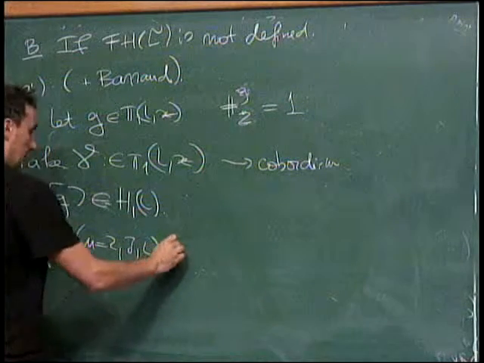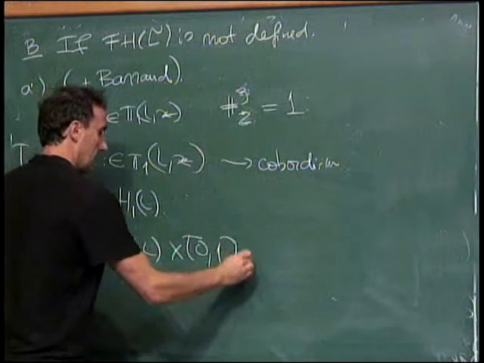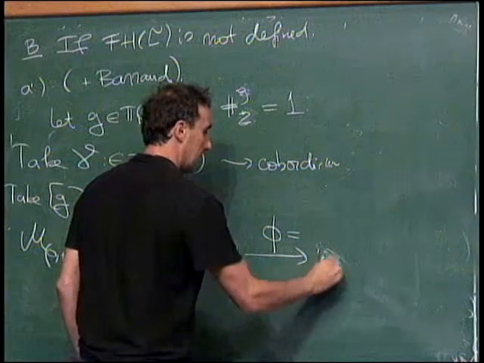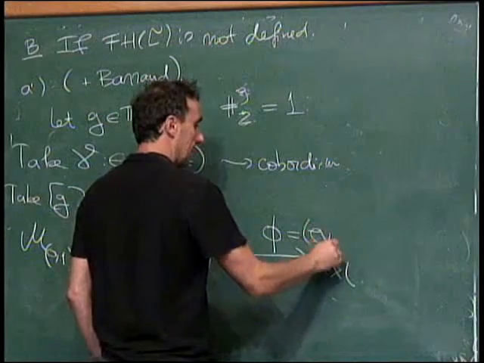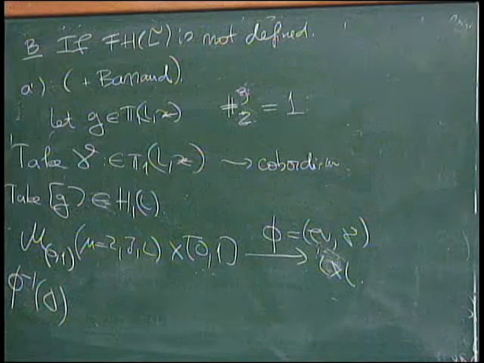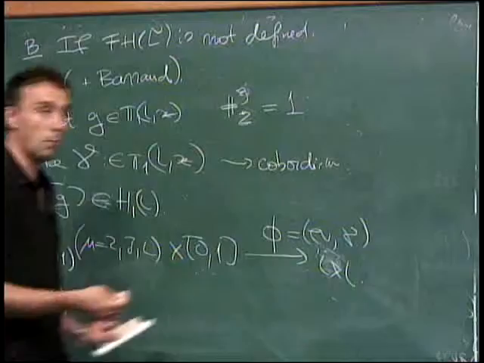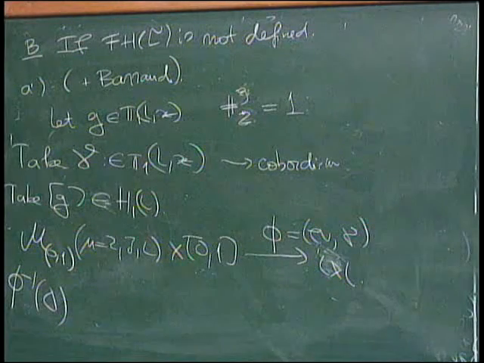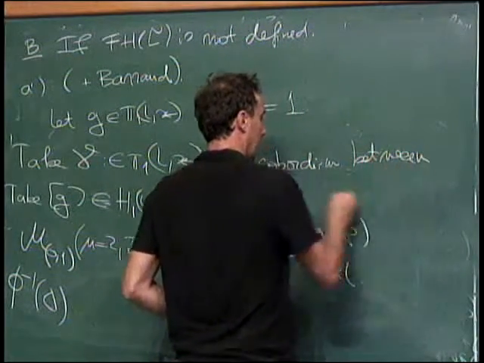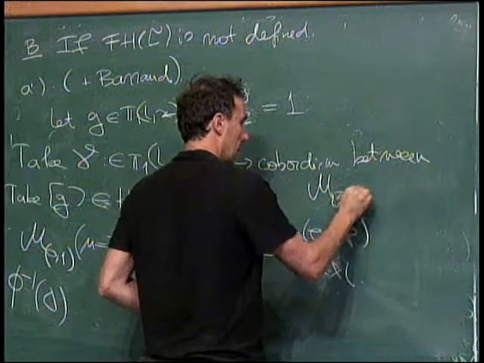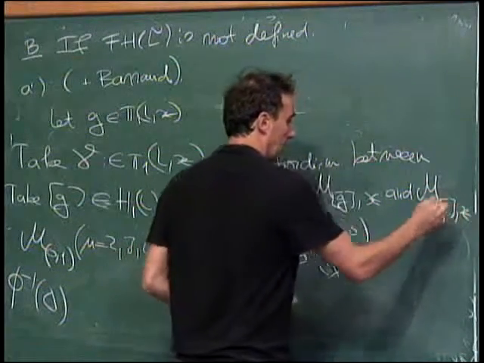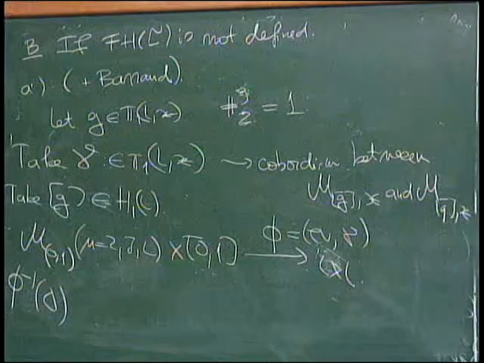If you send this as usual in L times L with evaluation and gamma, then if you take phi minus 1 of the diagonal, what you get is a cobordism. So the cobordism between, and here I put the homology class of G.